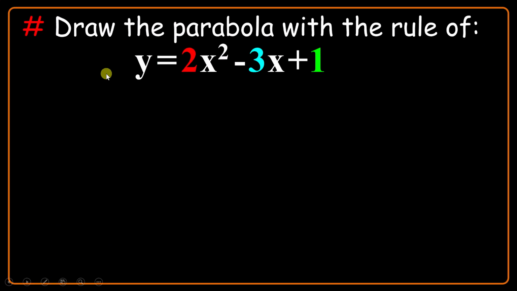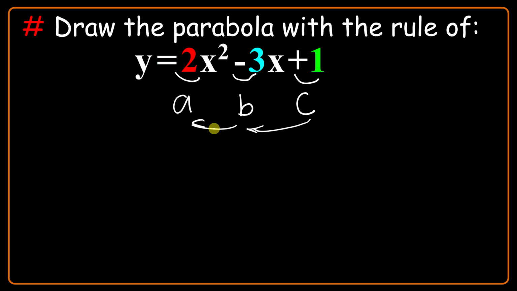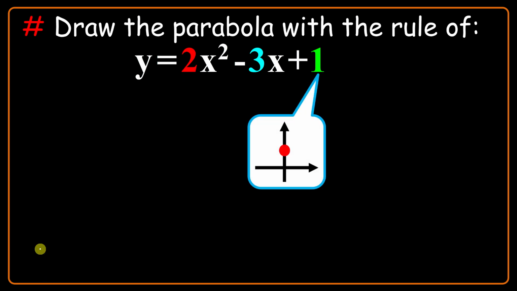Look at this example. Draw the parabola with the rule y is equal to 2x squared minus 3x plus 1. You remember this was c, the constant value, and this is b, negative 3, and this is a. I will start with c, then b, then a. CBA.